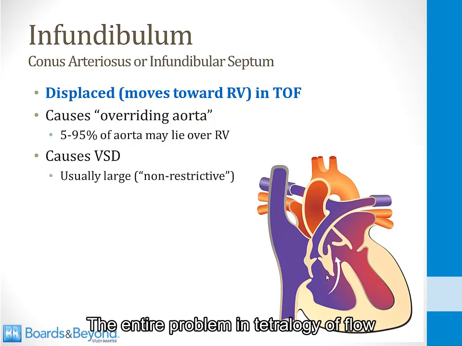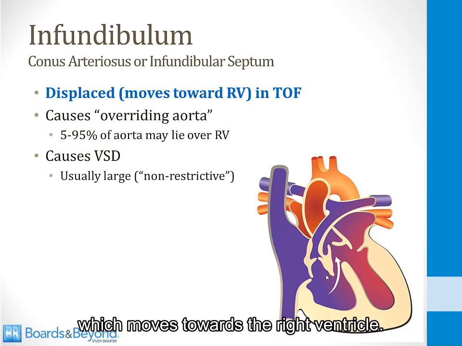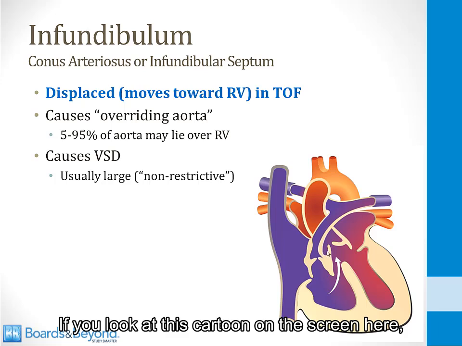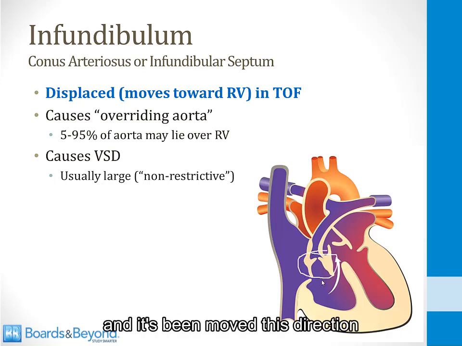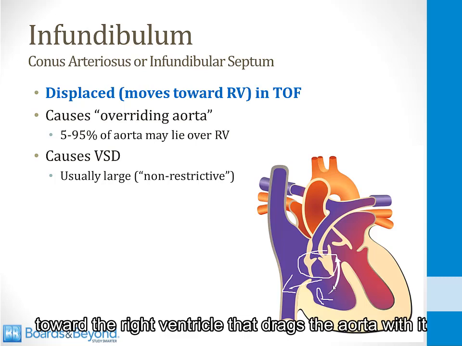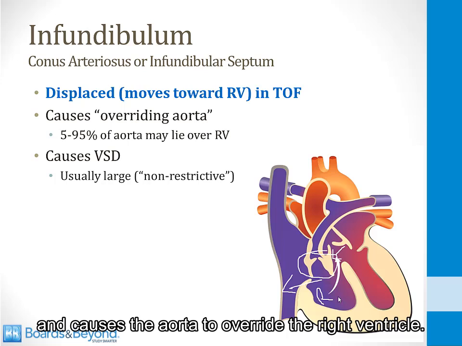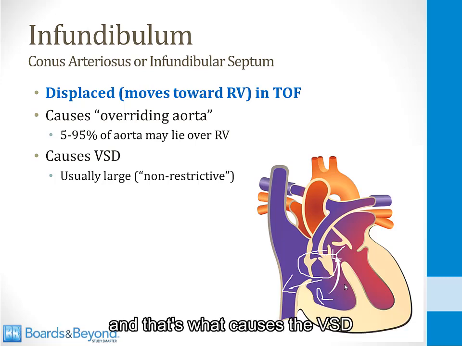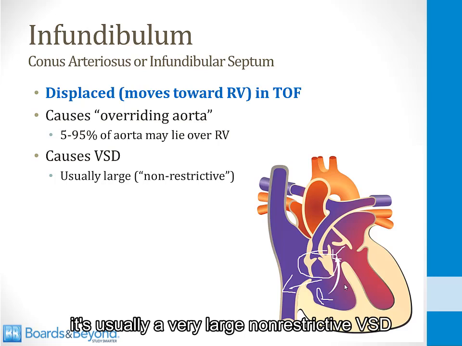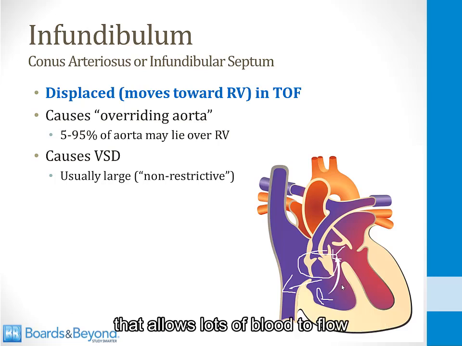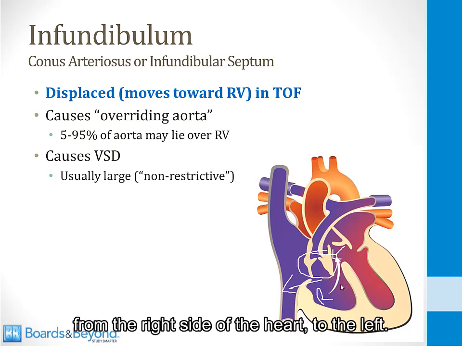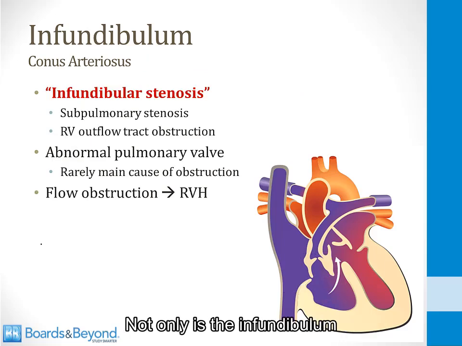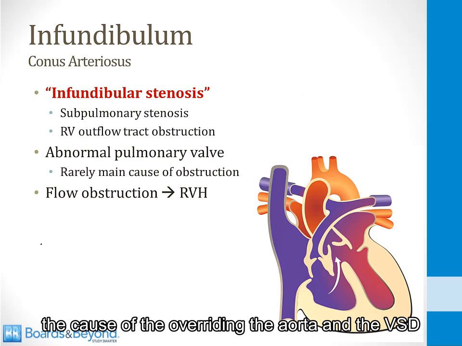The entire problem in tetralogy of Fallot is caused by a displaced infundibulum which moves towards the right ventricle. If you look at this cartoon on the screen here, this is the infundibulum here, and it's been moved this direction toward the right ventricle. That drags the aorta with it and causes the aorta to override the right ventricle. It also creates a gap through which blood can flow, and that's what causes the VSD. It's usually a very large, non-restrictive VSD that allows lots of blood to flow from the right side of the heart to the left.